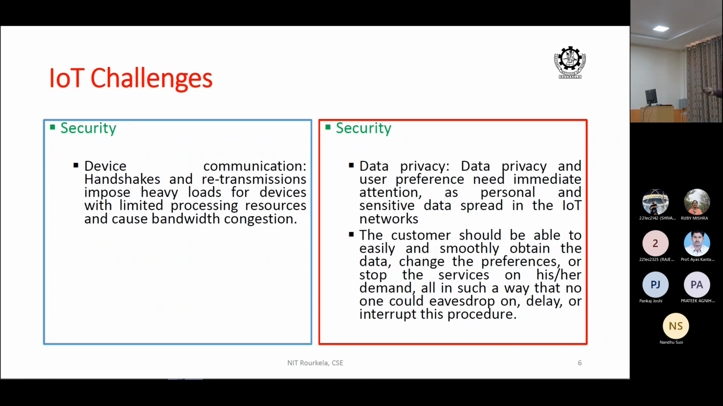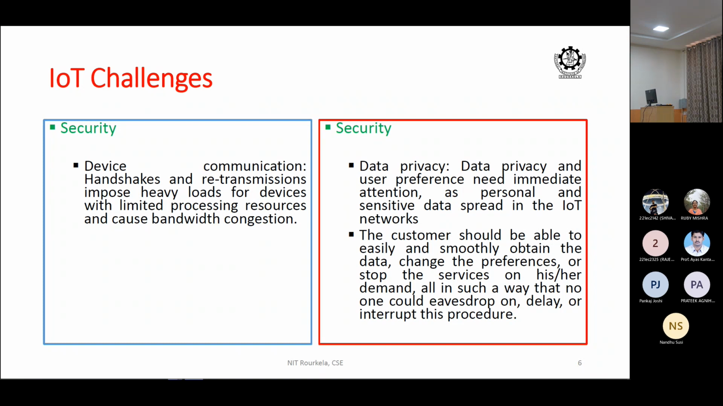So privacy in user preference needs immediate attention, as personal and sensitive data is created. If you have sensitive data and some personal information there, and somebody gets into it and it leaks all the personal information, then everything is lost. So the customer should be able to easily and smoothly obtain the data. You had the data, I should have a mechanism to obtain my data. All should be done smoothly.